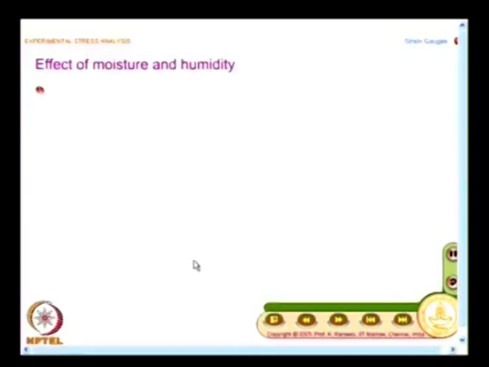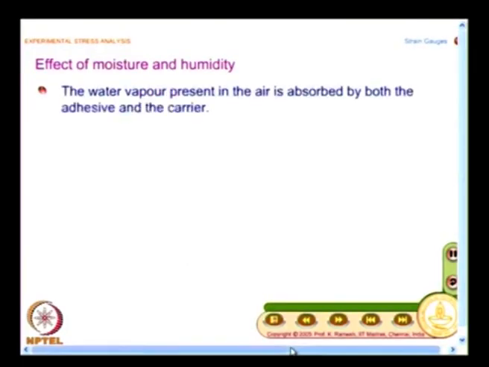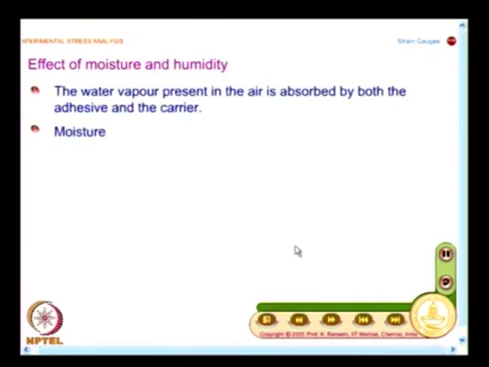So, it is necessary to know how to select a strain gauge for a given application; you cannot ignore that. And finally, we look at what is the effect of moisture and humidity. Water is the elixir of life, without water nobody can live, but water is not good for strain gauge instrumentation. Where does the water come from? It is not that you are always making a measurement underwater. Even the water present in the atmosphere as relative humidity can affect your strain gauge installation.